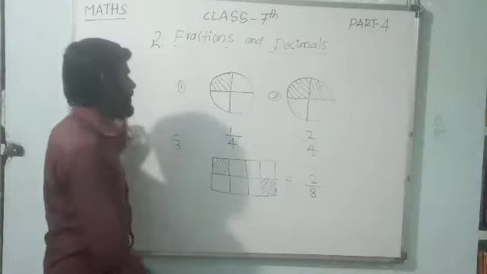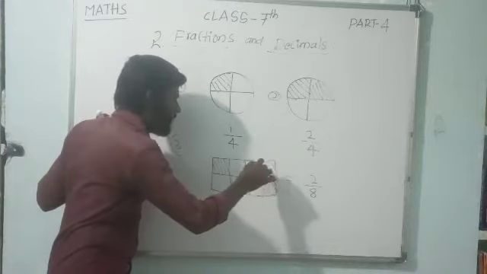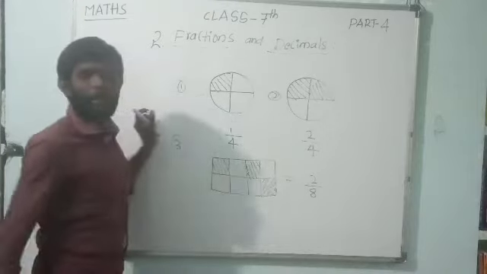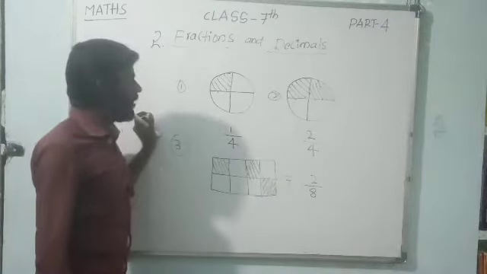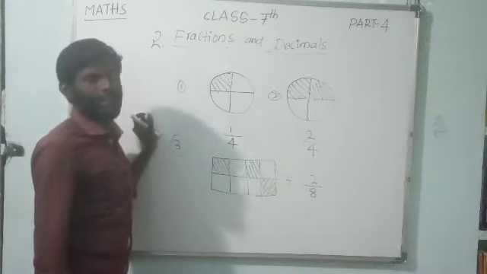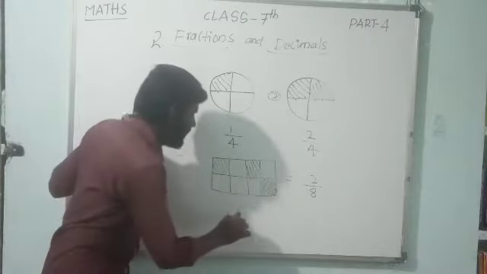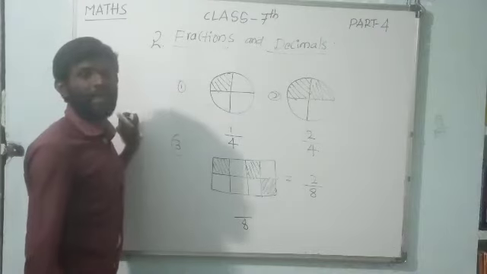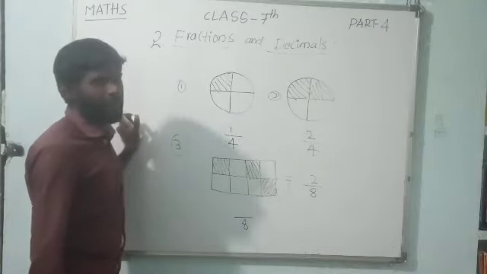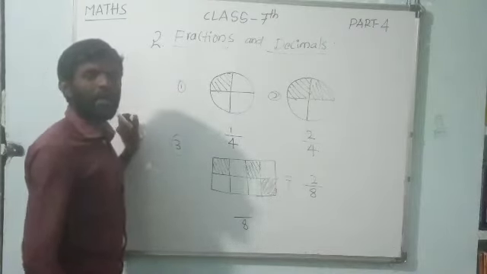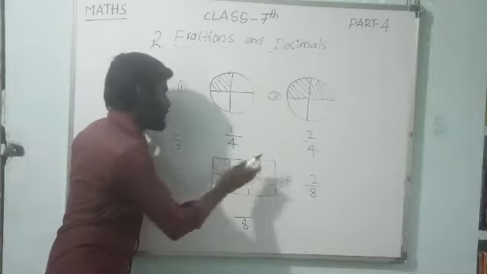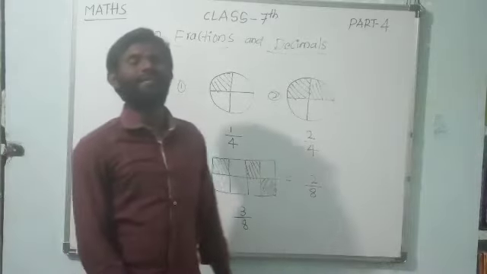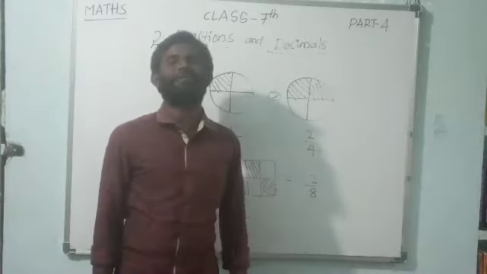If I shade one more part, now how many parts are shaded? Now 3 parts are shaded. Out of the total 8 parts, 1, 2, 3, 3 parts are shaded. Like this, dear children, we can represent it.